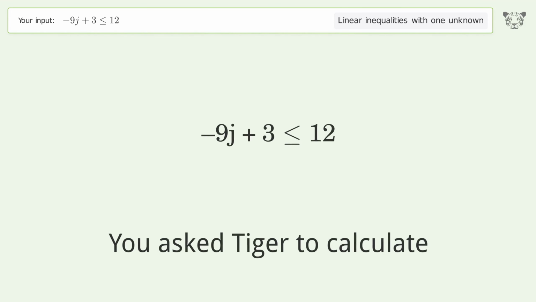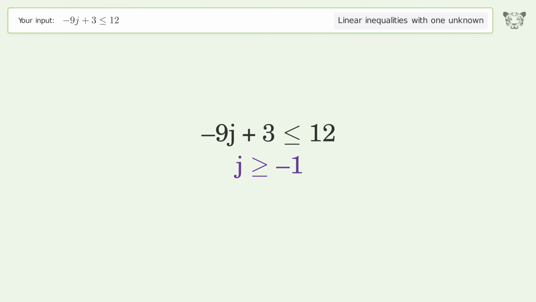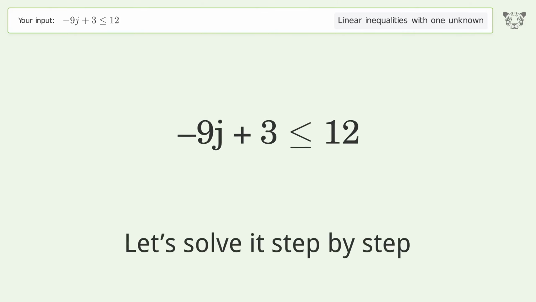You ask Tiger to calculate. This deals with linear inequalities with one unknown. The final result is j equal or greater than -1. Let's solve it step by step.